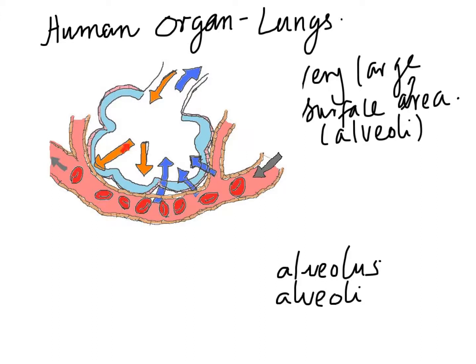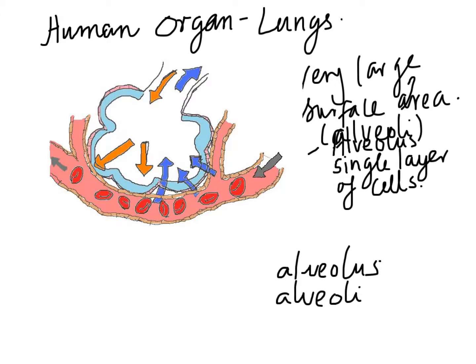The alveolus is made up of one single layer of cells, so it has very thin walls. The alveoli walls are very thin, one single layer thick, which means it's extremely thin. You also have a thin coating of fluid inside the alveolus, which means the oxygen can dissolve in that liquid, which makes it easier for it to then diffuse into the blood capillary.